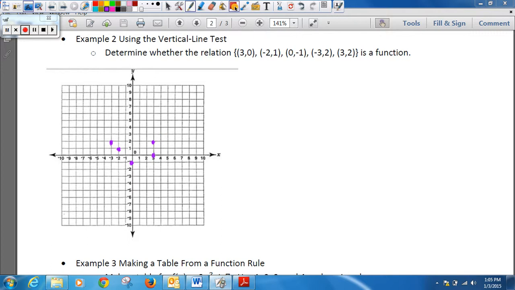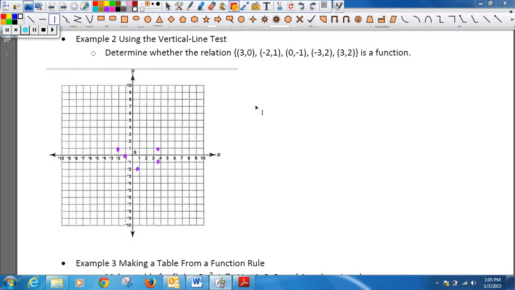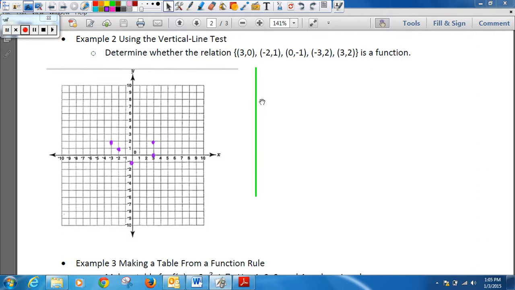Okay, once you have that, you need to create a vertical line, and it helps if I have it be a color. There we go. And you can use your pencil. You can just slide your eyes across it and see. What you do is you take a vertical line starting from left to right and see if it ever touches more than one of those points at once. So here it touches 1 point, 1 point, 1 point. But when I get here, it actually touches 2 points at once. So that means there's 2 outputs there that are the same. So anytime it touches more than 1 point at a time, it is not a function.